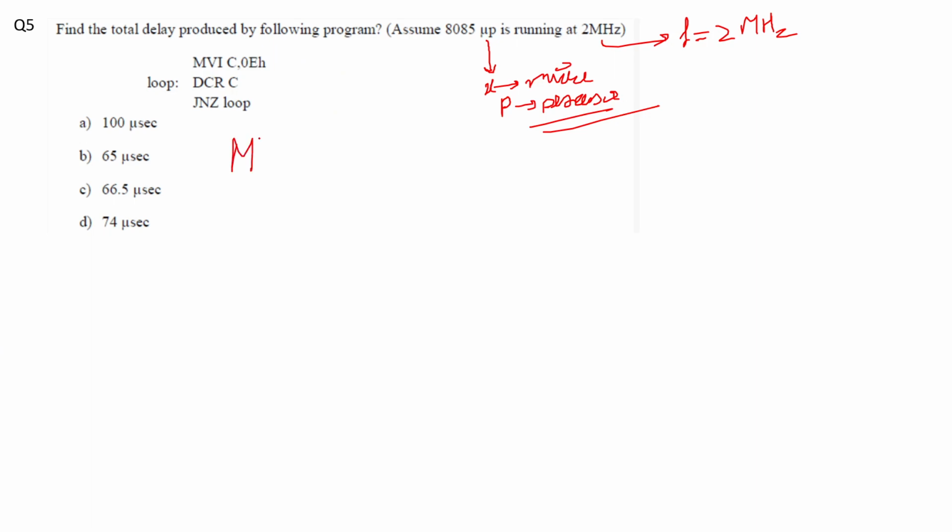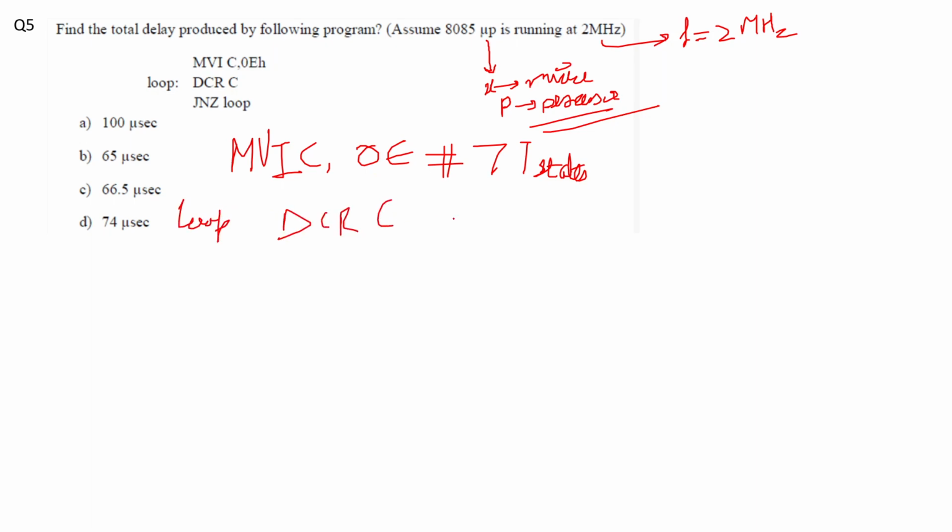We have this instruction, move immediate C, 0E. This takes 7 states. Basically, it moves the content 0E to the register C. Then we have this loop, DCR C, which decrements the contents of C, and this takes 4 states. Then we have jump on non-zero.